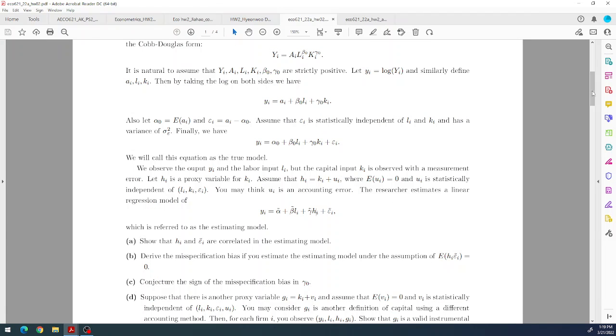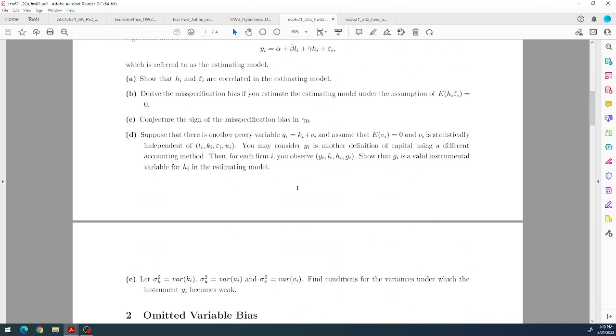Okay. And then here in part D, this gives you the idea of instrument. In this case, for measurement error, it is often assumed that there are multiple measures. In this case, I considered different accounting methods, like different formulas to calculate the depreciation, and different measures of capital or something like that.